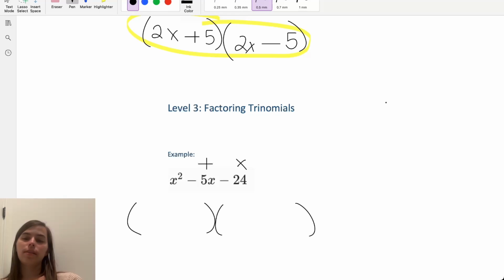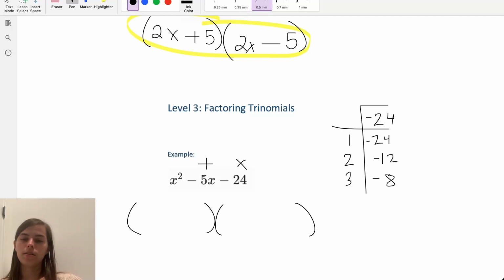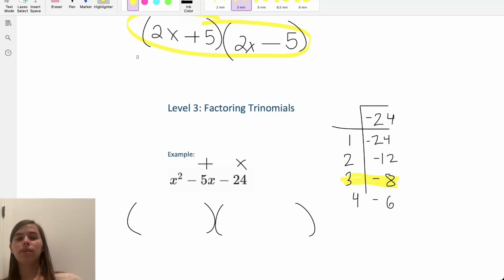So in order to do this, let's make a little factor tree of all numbers that multiply to get -24. Now remember, since this is a negative number, it would have to be a positive and a negative that multiply in order to get a negative. So let's just go down through some numbers. We have 1 and -24, 2 and -12, 3 and -8, 4 and -6, and then all of the opposites. And now in this group, these are all numbers that multiply to get -24. We need to find the pair of numbers that add to get -5. And it happens to be right here. 3 plus -8 is -5.